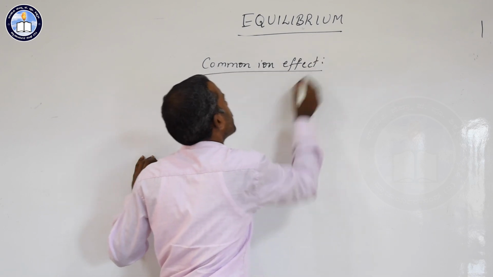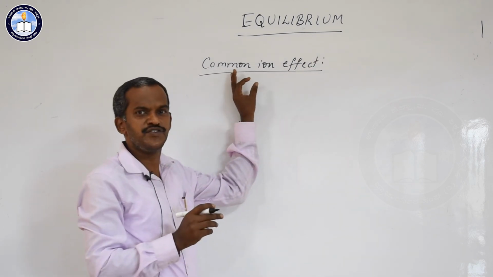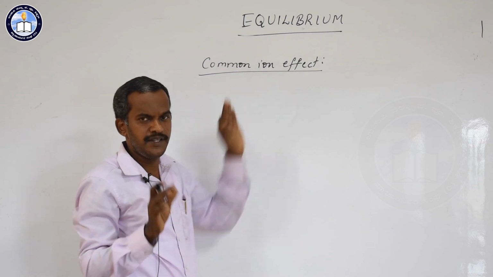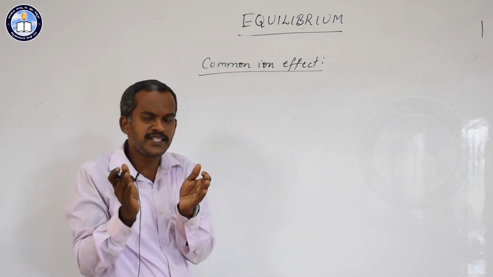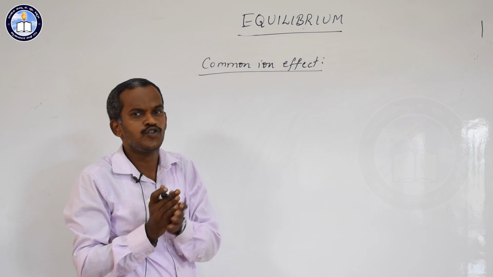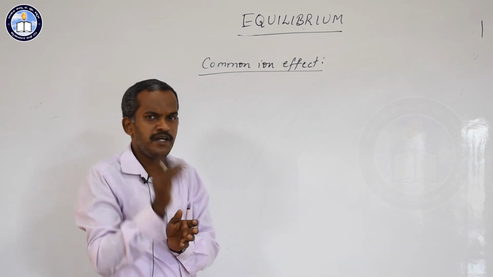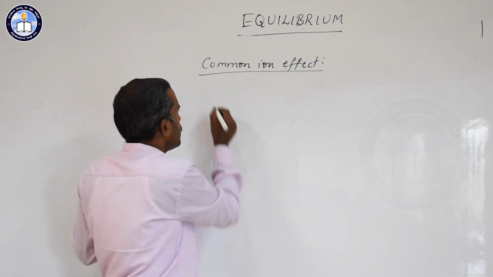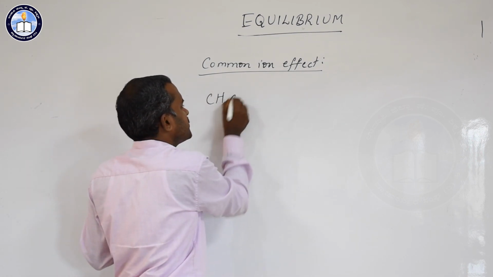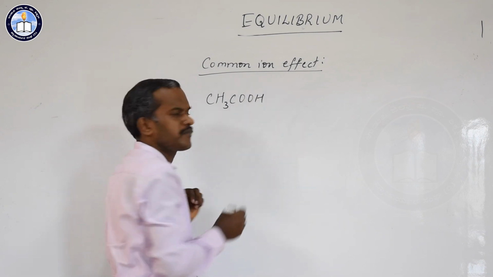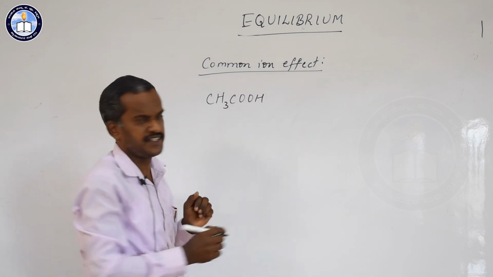As the name itself indicates, in the presence of a common ion in the equilibrium, there is a shift of equilibrium. So how can the common ion effect be explained? Before I tell you the definition, let me give you a simple example. Let me take a weak acid, acetic acid, CH3COOH. You all know acetic acid is a weak acid.